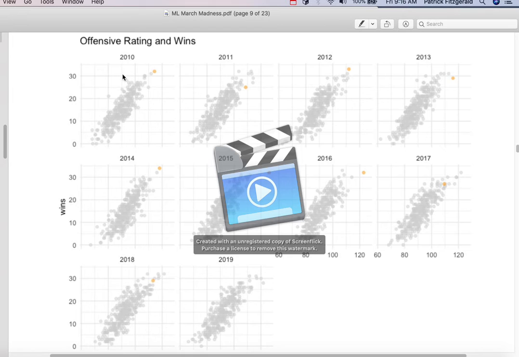So, offensive rating and wins for the seasons 2010 through 2019. These yellow points are the teams that would eventually go on to be the national champion. And so you can see pretty consistently here that the higher the team ranks in offensive rating throughout the league, the more likely they are to be national champion. So we would expect our national champion would probably be one of these teams. There are some instances where that wasn't quite the case, but for the most part you can see they're typically the most efficient teams. They don't leave points out there.